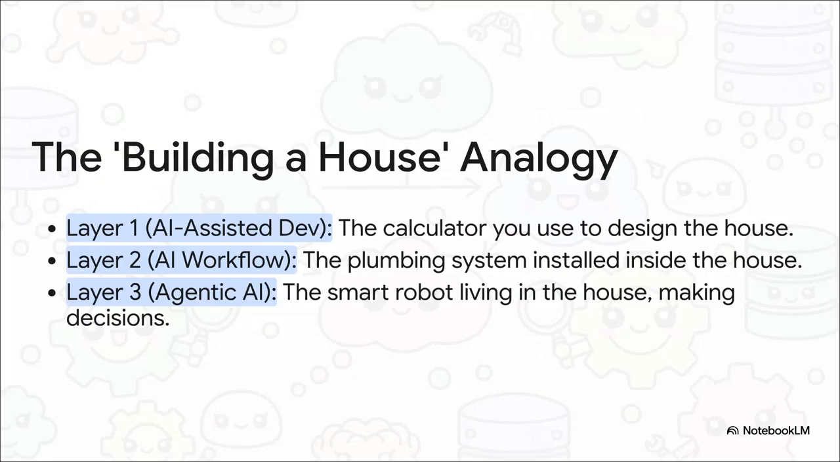And to really lock this in, here's a fantastic analogy. Your AI assistant, Layer 1, that's the calculator you use to design the house. It's your tool. The AI workflow, Layer 2, that's the plumbing system you install inside the house. It's structured, it's essential. And the agent, Layer 3, well, that's the smart robot living inside the house, deciding on its own when to turn on the lights or what to cook for dinner.